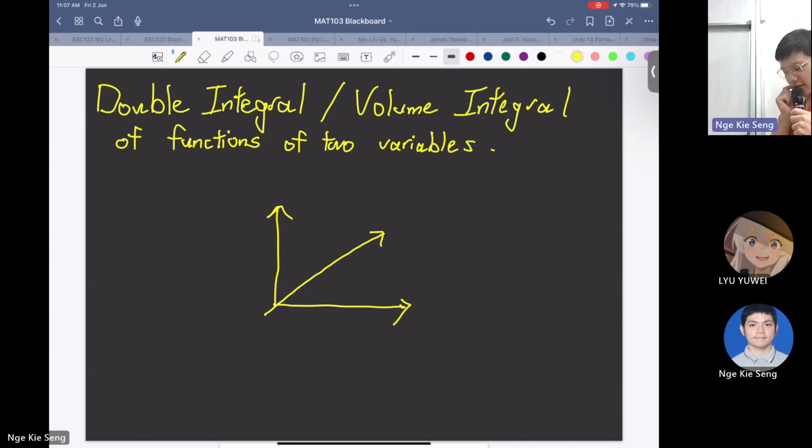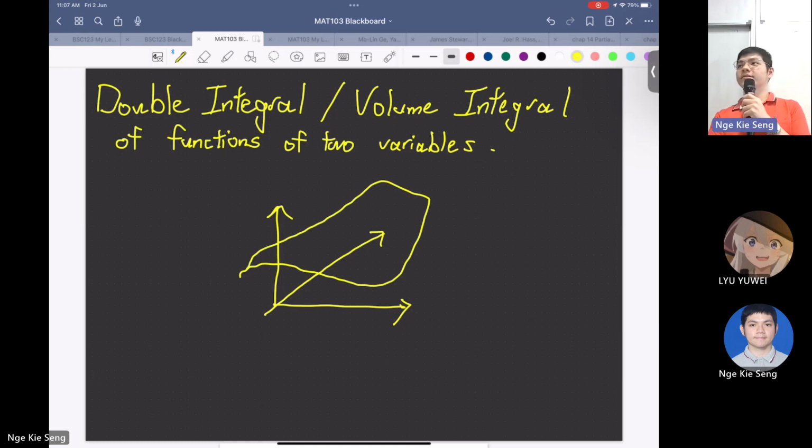Remember that last time I said that a function of two variables pulls out a plane or a surface inside the 3D space. So when we are doing the volume integral, we take rectangles to approximate the volume under the surface. How you should think of it is to start from the one variable case. This is a generalization from the one variable case.